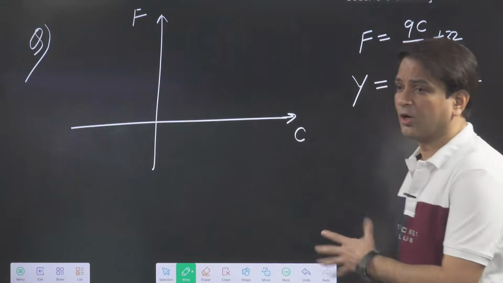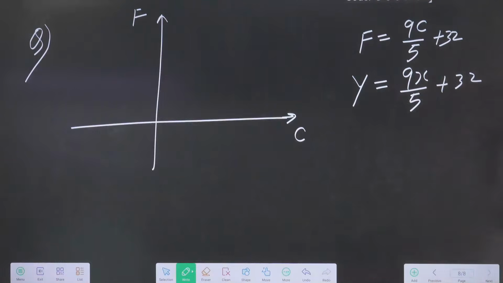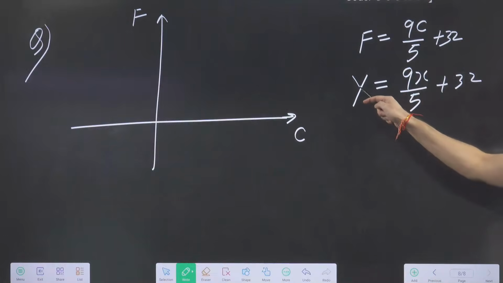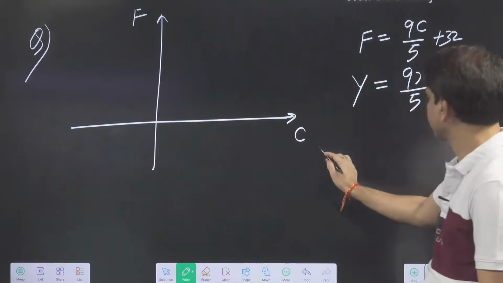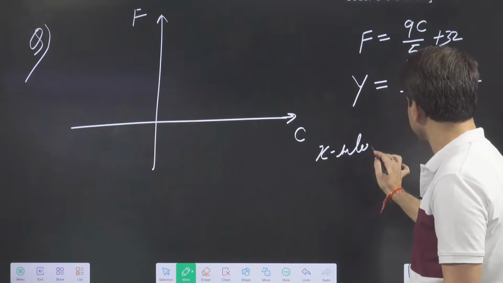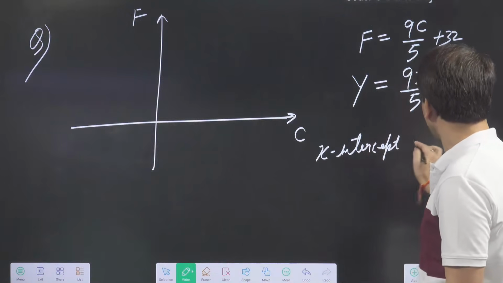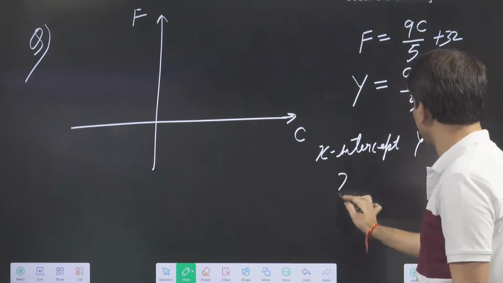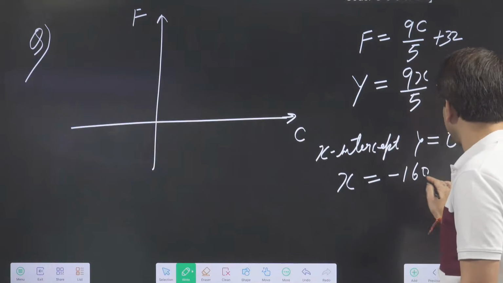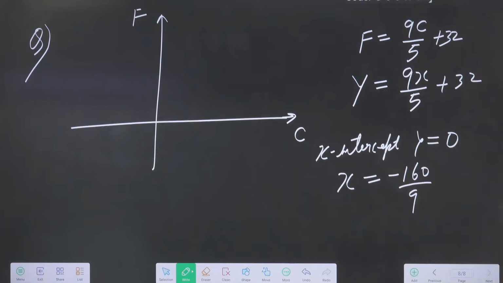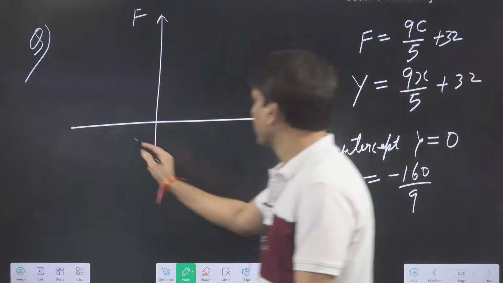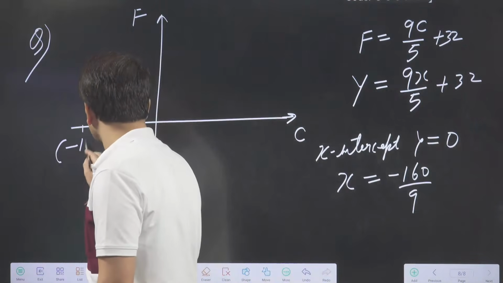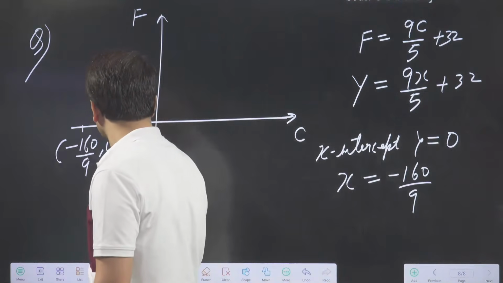Okay. Now again you will do the same for the x-intercept. For the x-intercept, y is equal to 0. If you put y as 0, then what x value will you get? Minus 160 by 9. Cross multiplying, you will get minus 160 by 9. So one point you got on the x-axis: minus 160 by 9, comma 0.